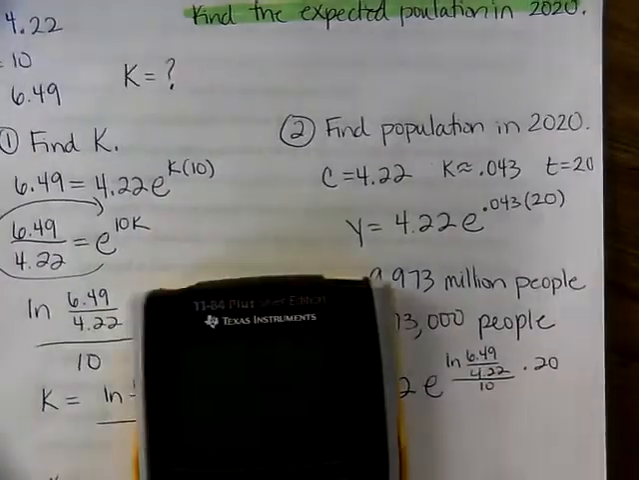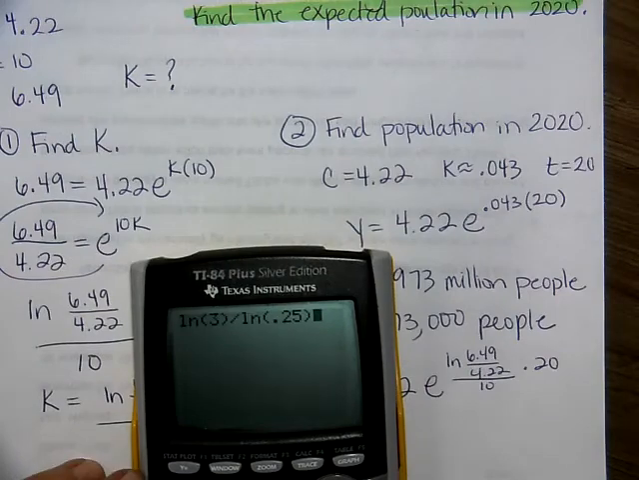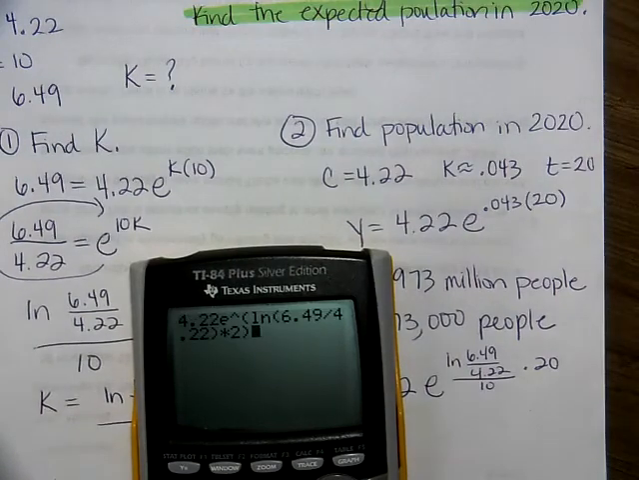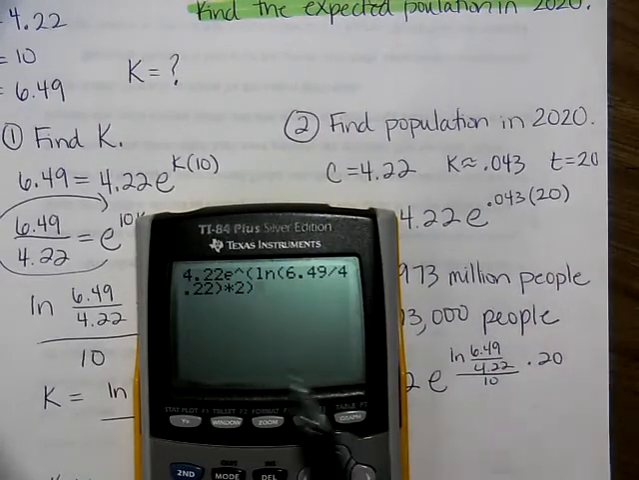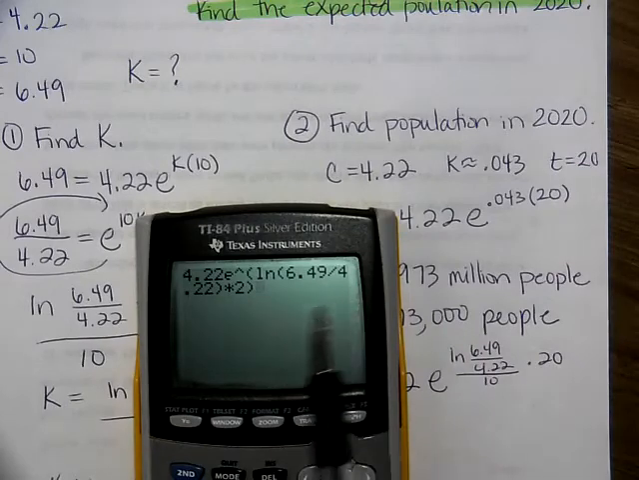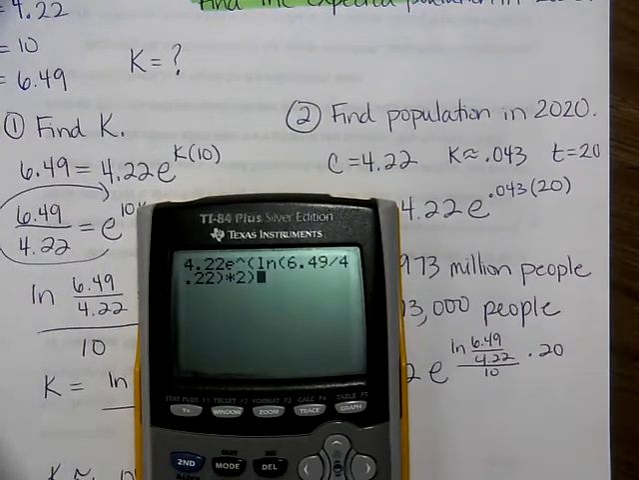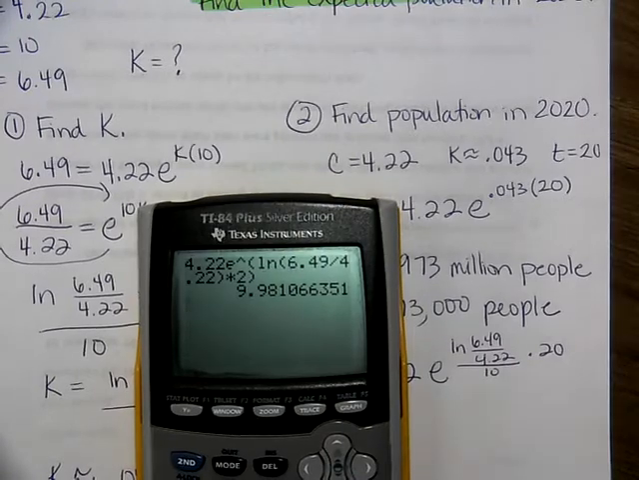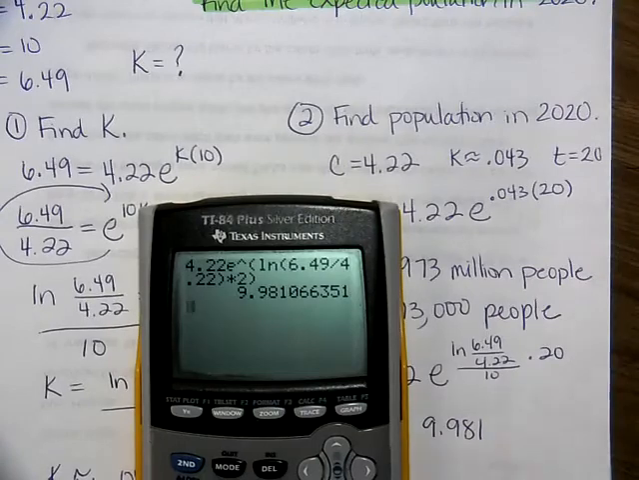So now when you put this into the calculator, let's see, I think I have it here. Okay, so this is what it needs to look like. I just took 20 and multiplied it by the 10 to give me 2. It's a little bit easier. But you need to put in parentheses this natural log of 6.49 divided by the 4.22. Multiply it by the 2, but then you have to close parentheses around the entire exponent. Okay, so that's what it should look like entered into the calculator. And then you should get 9.981.